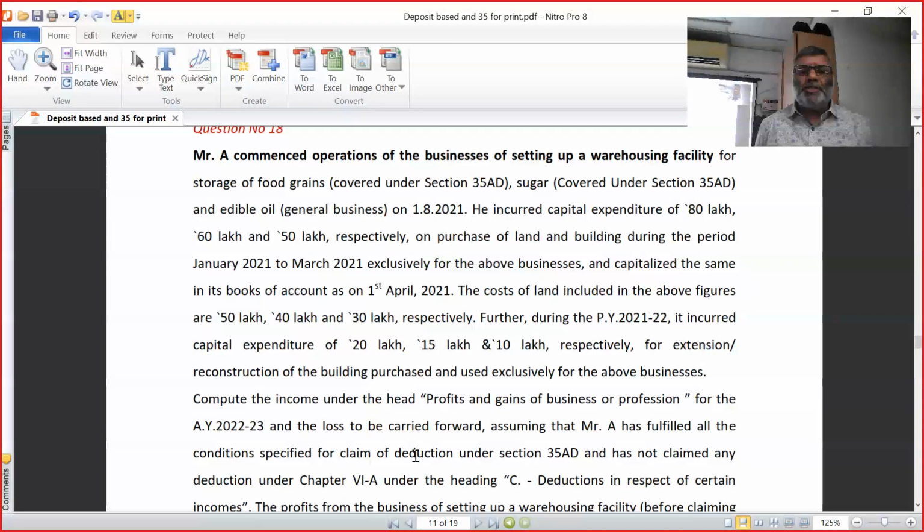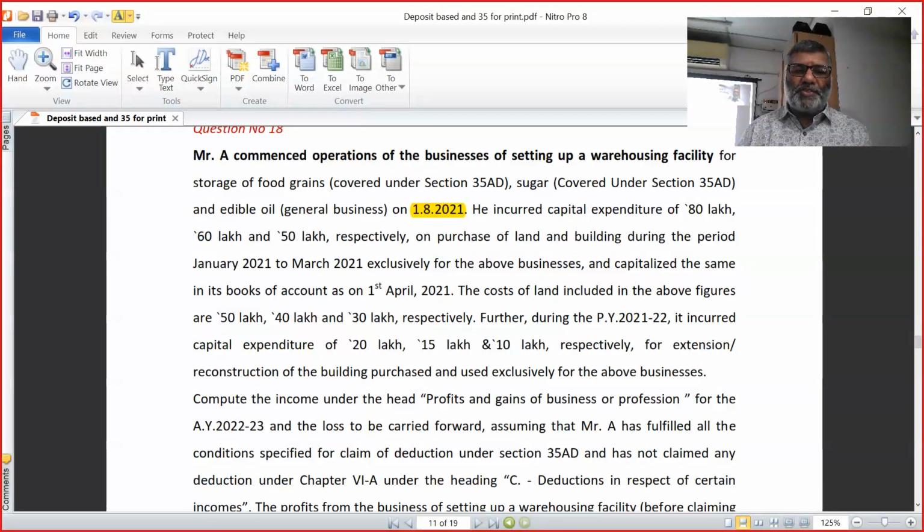Mr. A commenced the operation of the business of setting up a warehousing facility for storage of food grain covered under 35AD, sugar covered under 35AD, and general and edible oil, and the business commenced on 1st August 2021. He incurred capital expenditure of 80, 60, and 50 for purchase of land and building during the financial year 2021, exclusively for the business, and capitalized the same. The cost of land included were 50, 40, 30.